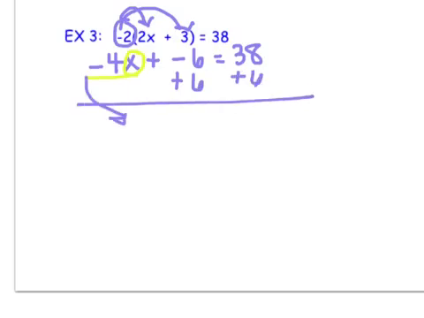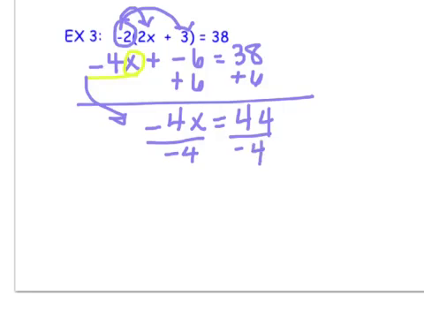So I'm left on this side with negative 4x equals 44. Alrighty, now I'm going to divide both sides by negative 4. I'm going to get x equals negative 11. Goodness gracious. Alrighty, now I'm going to go for my check.